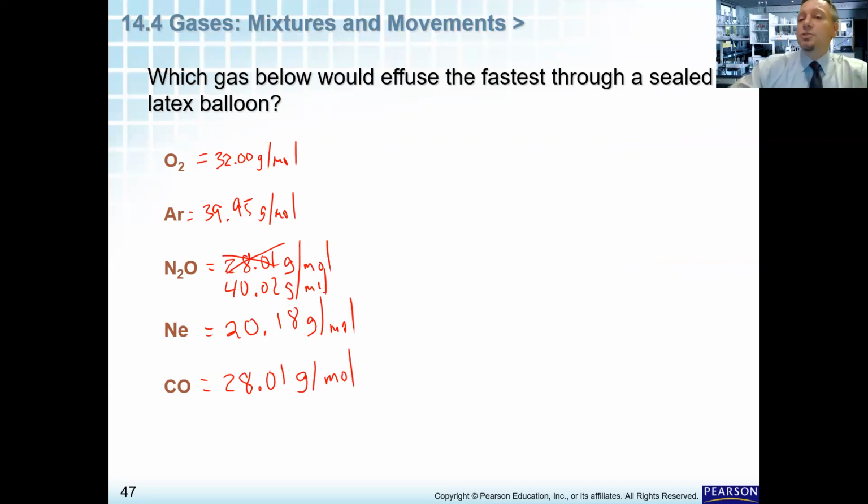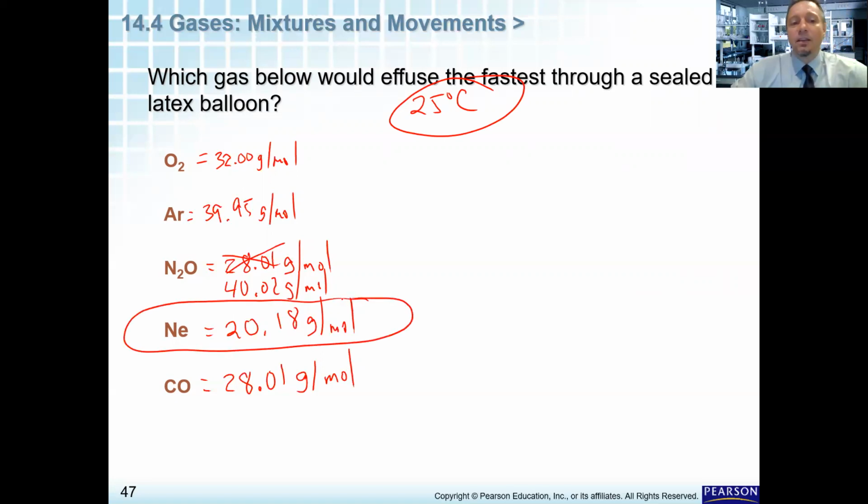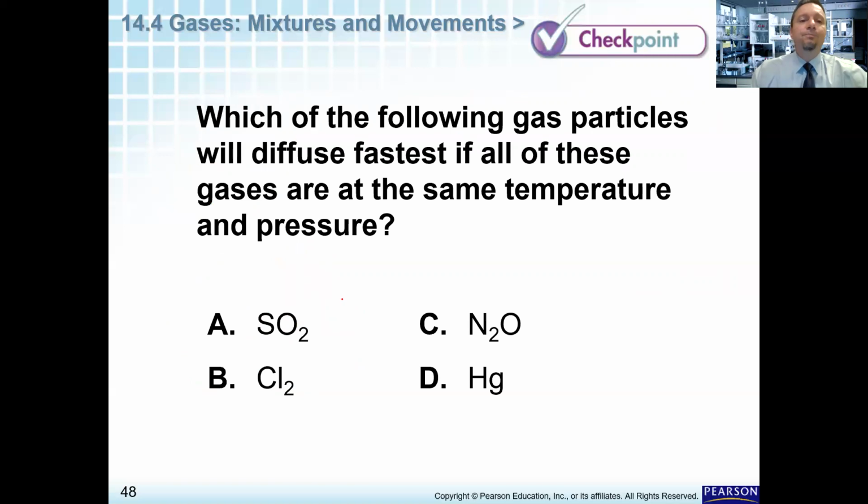All right, so simply put, when you have a question like this, you just have to look at which one is the smallest mass at the same temperature. I stated that they're all at 25 degrees Celsius. So when I look at this, the smallest is right here. It's neon. A neon-filled balloon will effuse the fastest, and it'll deflate the quickest out of all those listed right there. So hopefully that makes sense to you.